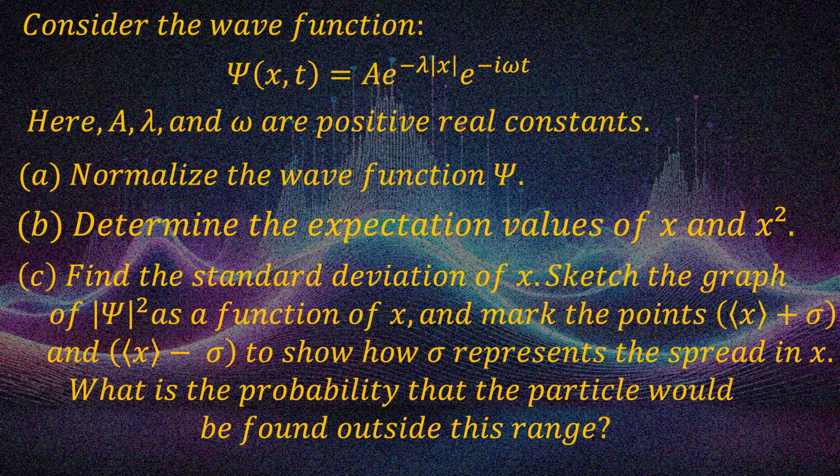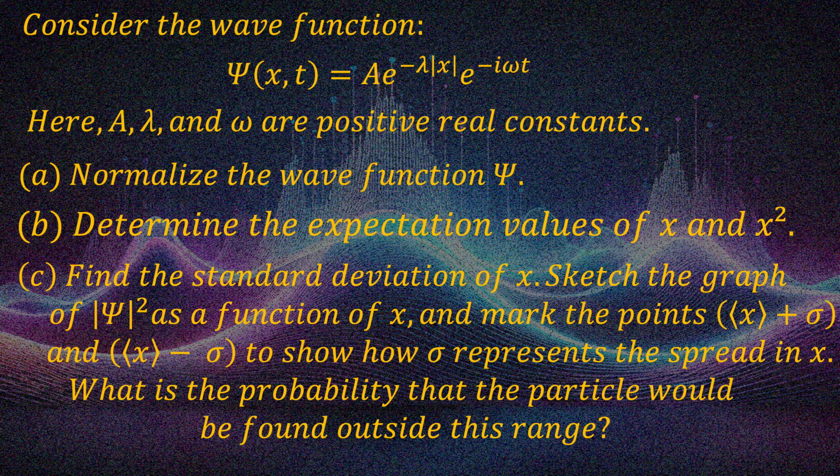Sketch the graph, and we're going to find the probability of the particle being outside of this range, plus sigma and minus sigma. We're going to find what is the probability of finding the particle outside of this range. So this is a very general question. As always, this is something you should know.